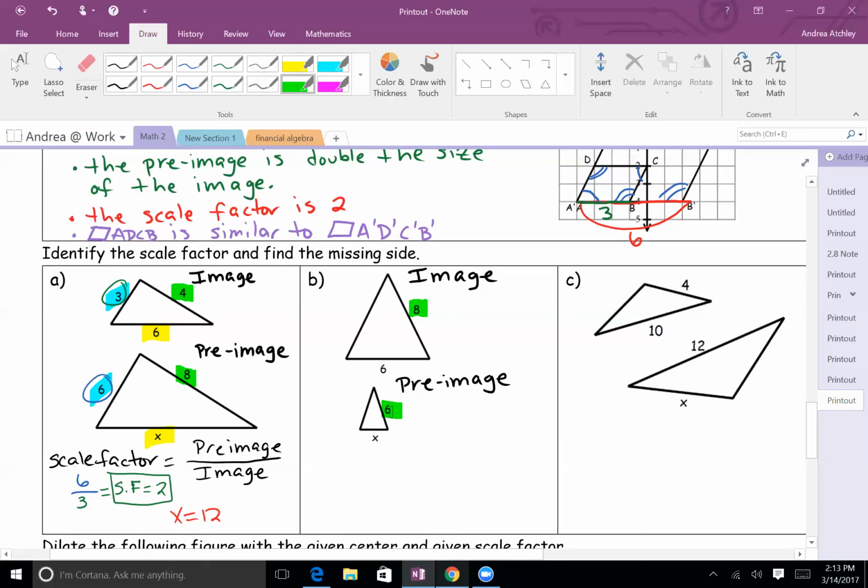Okay, so that's how we're going to find the scale factor. It equals the pre-image of 6 over the image of 8. And then we reduce that and we get 3 over 4. So this is my scale factor, 3/4. Any questions over that?